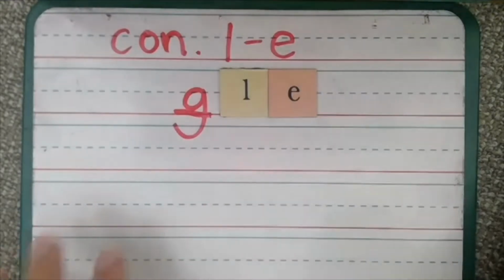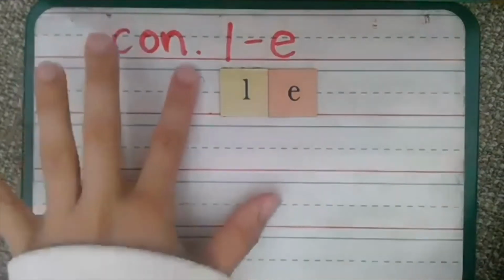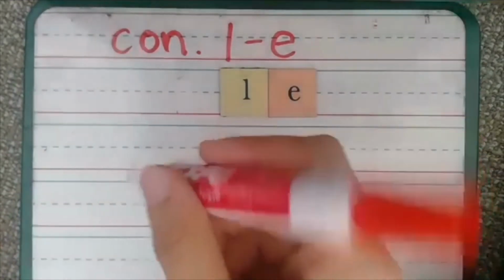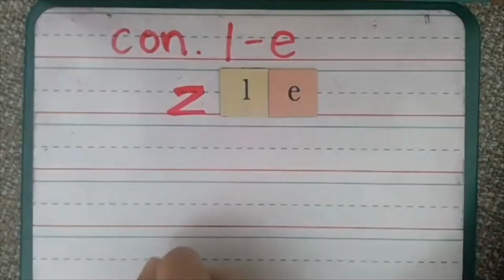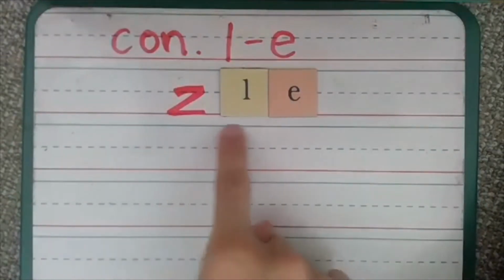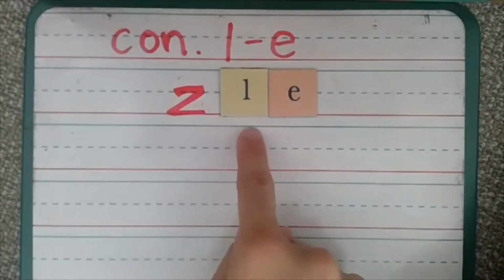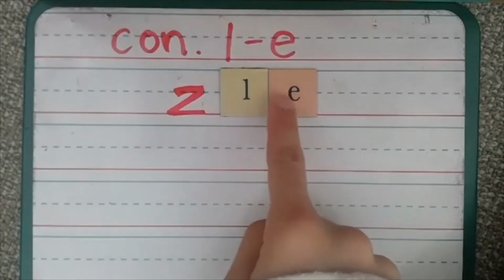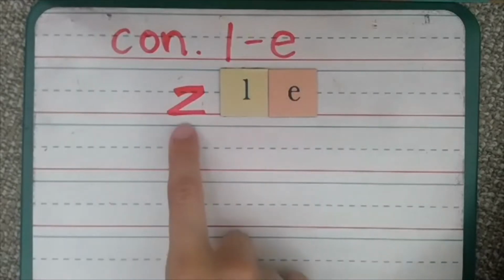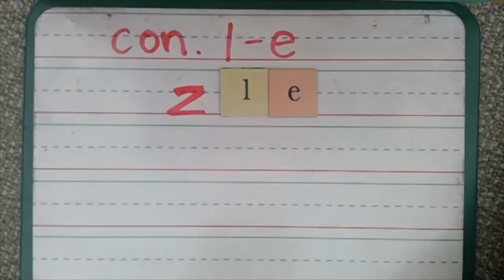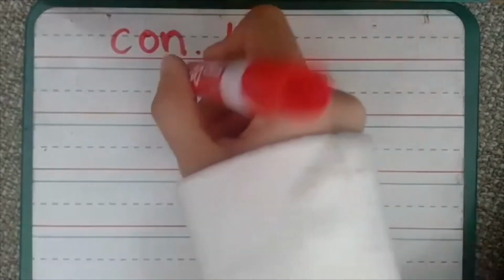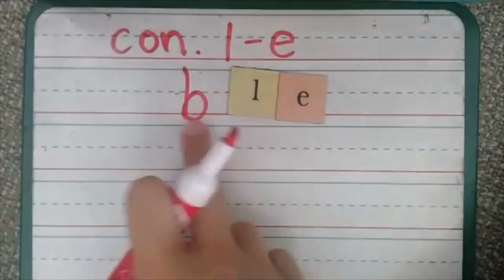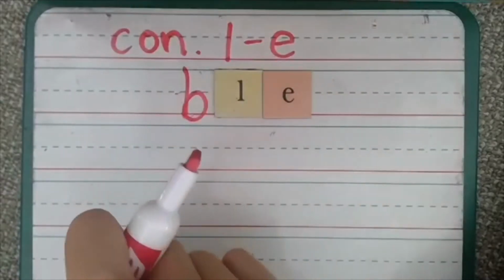Okay, so let's see. Let's say I take away the G and I put a Z. What would that say now? Yeah, zool, zool. Remember, the E is silent. It's just there to be our vowel. So you just pronounce the ZL, zool. What about bull, bull?